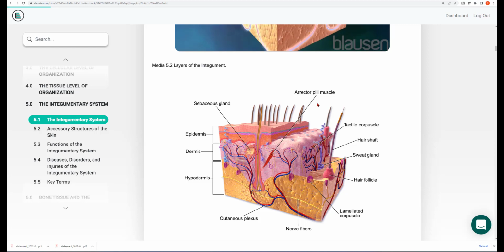And also, we'll see the erector pili muscles. We'll describe those in a few minutes as well. But throughout your dermis, there are smooth muscles called erector pili muscles. And in fact, every hair on your body surface is attached to one of these erector pili muscles. And this is what allows your hair to stand erect when you're scared.